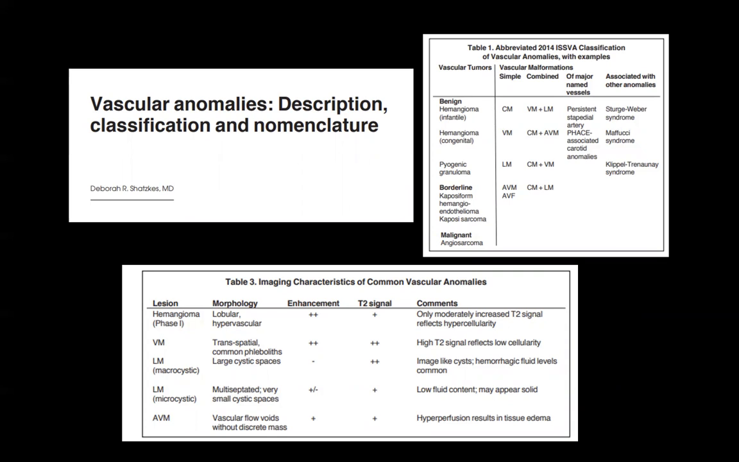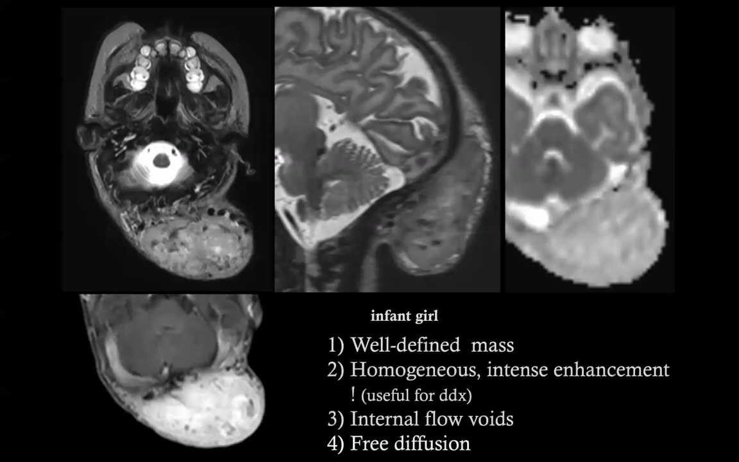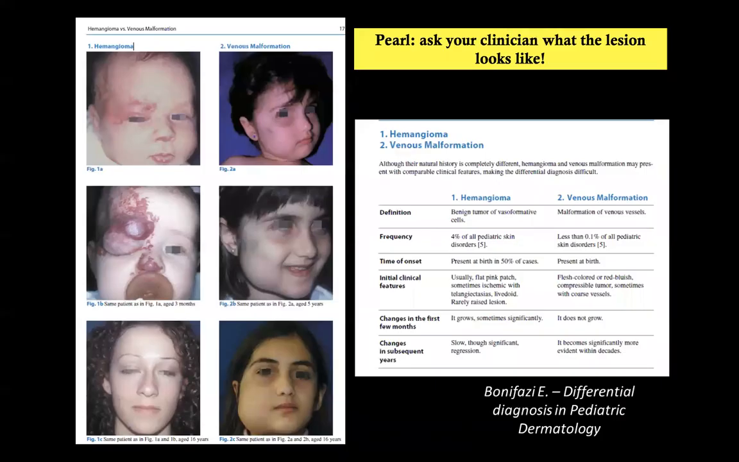Other tumors that we can encounter are, for instance, the kaposiform hemangioendothelioma that typically shows this infiltration of the fat. But remember, the hemangioma is a tumor. So just to recap, what are the radiological characteristics of a hemangioma? It's a well-defined mass, with homogeneous intense enhancement, internal flow void, and free diffusion. Also remember the clinical trajectory: an infantile hemangioma normally regresses over time, and some of the congenital hemangiomas do the same. Venous malformation and AVM are present at birth, and worsen.